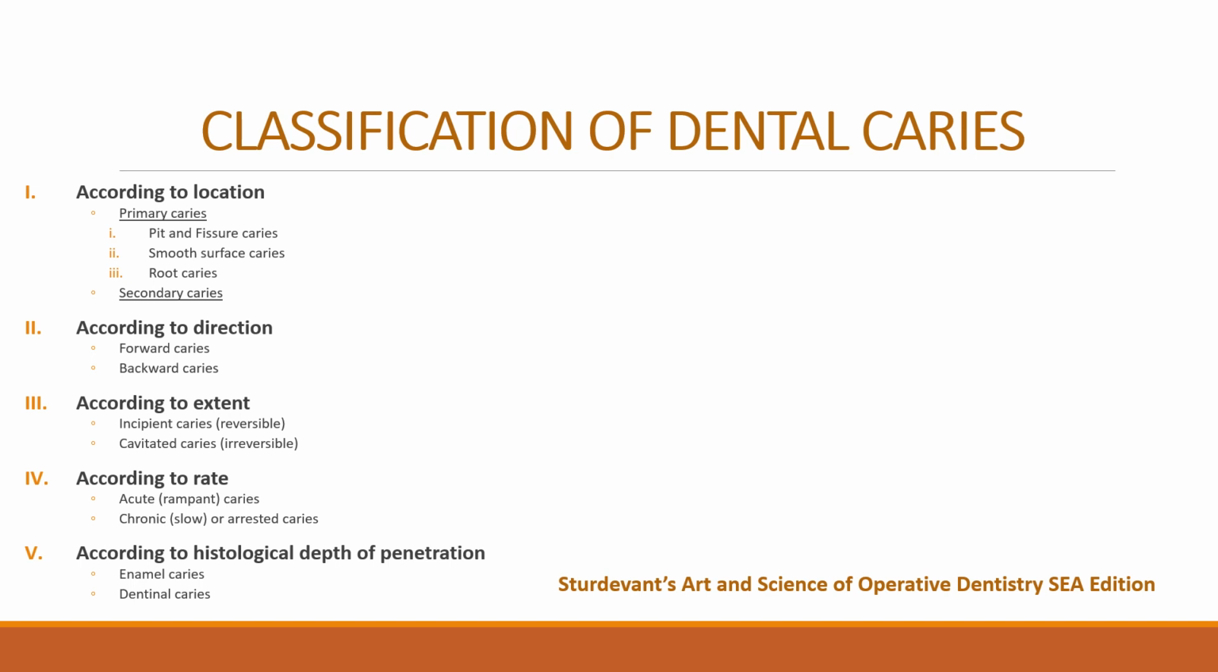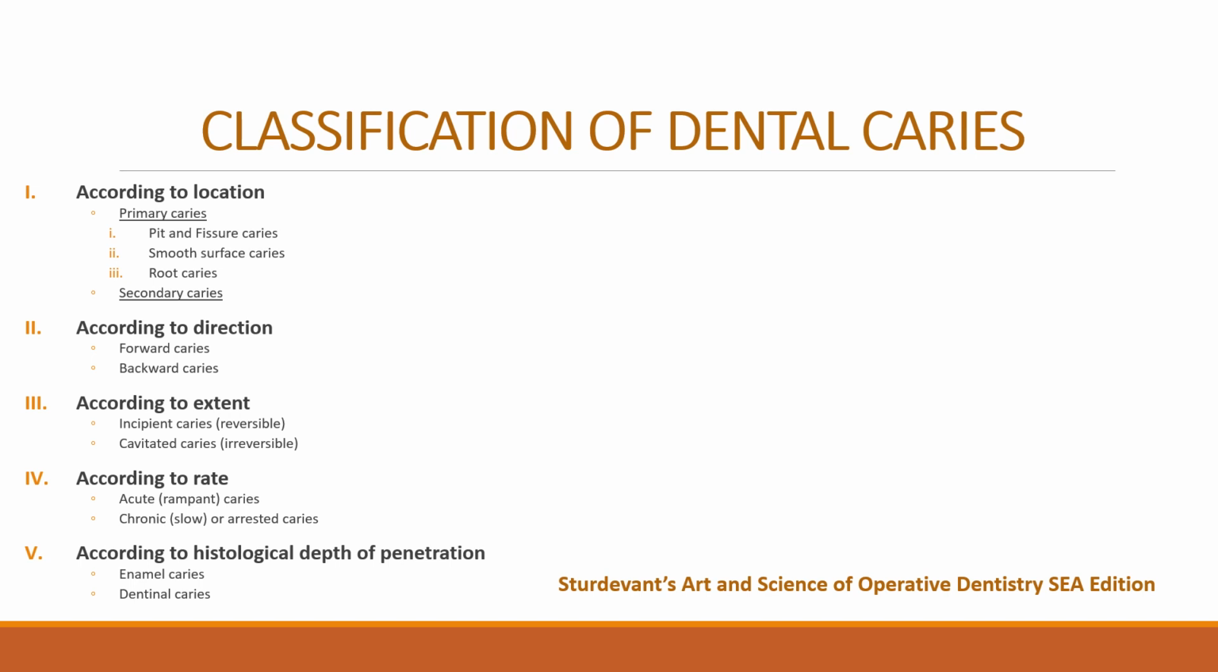Now, coming to the classification of dental caries. According to Sturdivant, caries are classified according to location, direction, extent, rate, and histological depth of penetration. According to location, there is primary caries and secondary caries. Primary caries is the original carious lesion of the tooth, and there are three types: pit and fissure, smooth surface, and root caries. Secondary caries usually occur at the junction of a restoration and the tooth, and they may progress under the restoration, also known as recurrent caries. According to direction, there are forward caries and backward caries. We'll be studying all of these in detail in the upcoming slides.